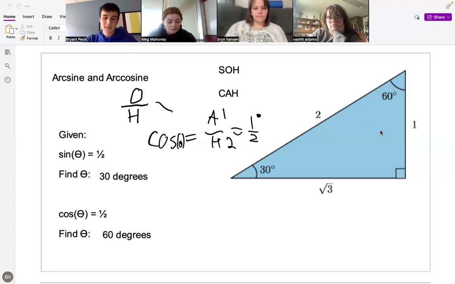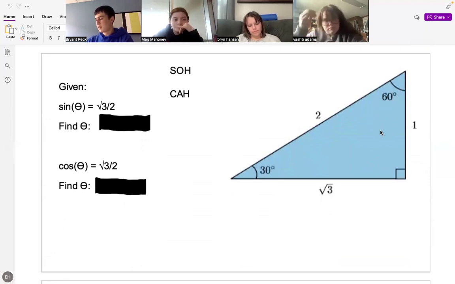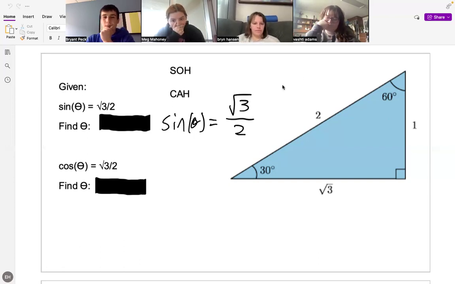So let's try the same thing for this example. If we have, like it says, sine of theta equals square root of 3 over 2, how are we going to start this problem? Any ideas? Identifying which one's opposite of square root of 3. Right.